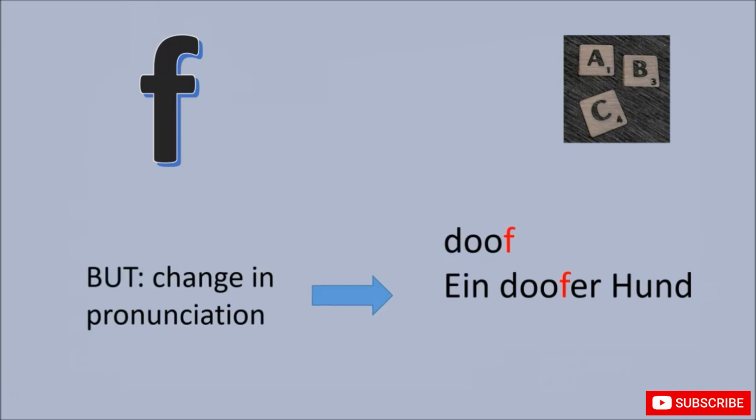But there's one change in the word doof, stupid. Now, you heard it correctly, doof. It's got the F at the end. But if we're adding something to doof, like we have here, because the word doof is in front of the noun Hund, so we added an ER, and it changes the pronunciation. Dover. It sounds like a V. Dover. Ein dover Hund. That's the only word where it changes.